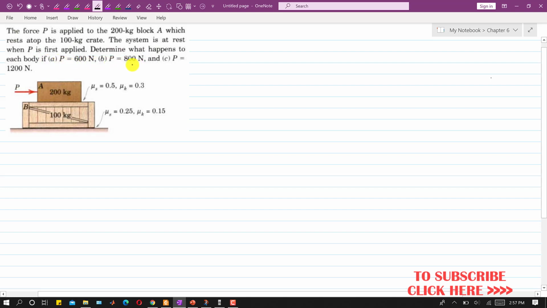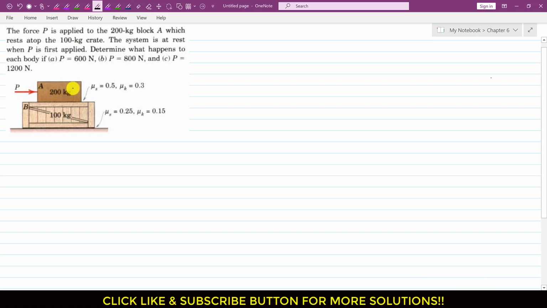We have three conditions and we have to determine whether both the bodies are stationary, whether body A is moving or not, or body B is moving or not. If P is equal to 600 Newton, P is equal to 800 Newton and P is equal to 1200 Newton, we have to find the condition of body A and body B for each case.